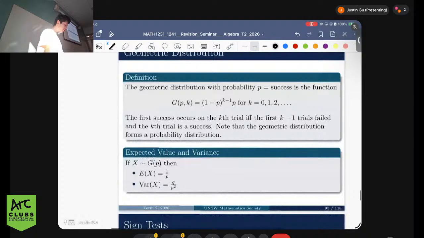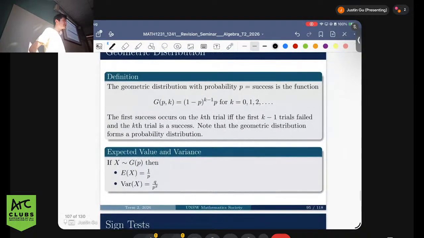So the geometric distribution is basically a distribution of the random variable that counts the amount of trials in a Bernoulli process until there's a success. Basically, the geometric distribution describes a random variable x that counts how many trials in a Bernoulli distribution until success. And we count the last trial as well.